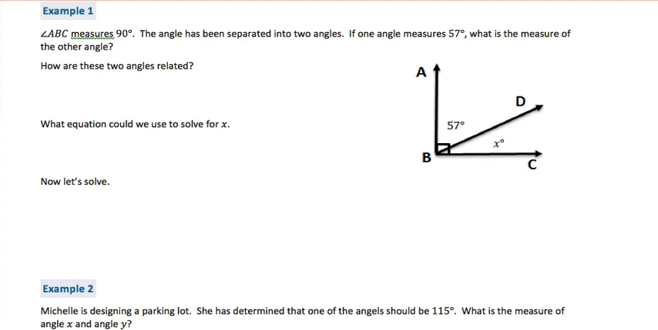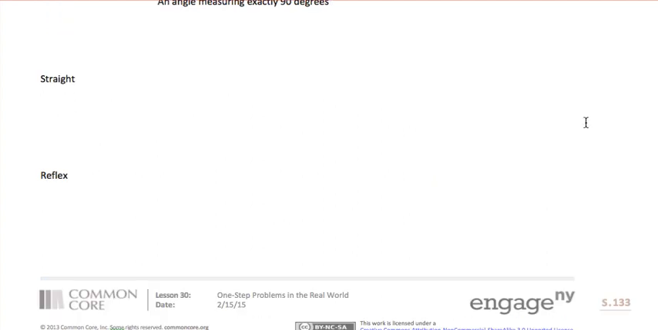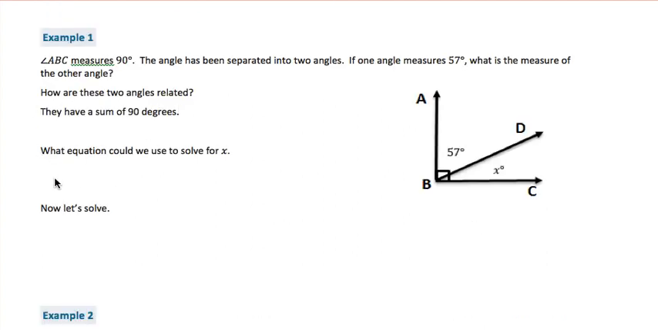So we use that information now in order to solve these problems. If angle ABC measures 90 degrees, and we know that because we have a little box inside the right angle, and right angles are normally marked with that box. And so we find that one angle measures 57 degrees, and the other angle we're looking to find out. The two angles are related by the fact that they equal 90 degrees altogether. They have a sum. The two angles have a sum of 90 degrees.